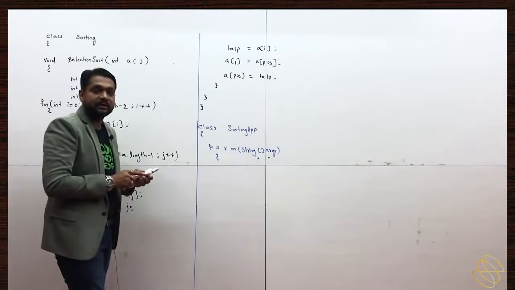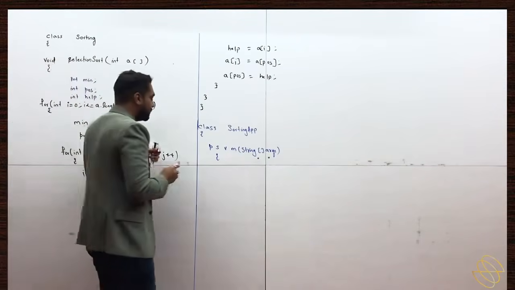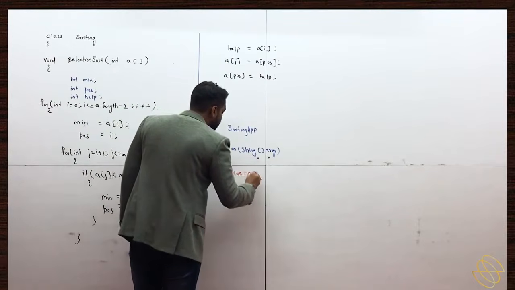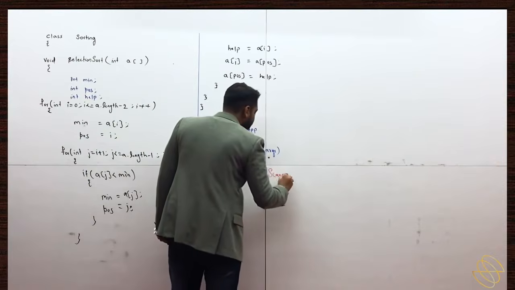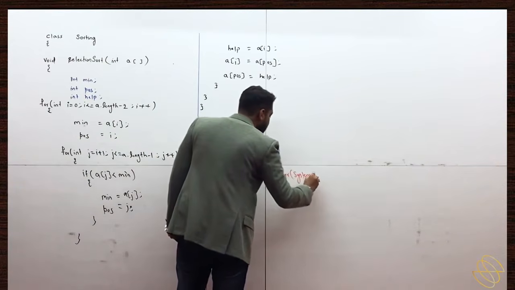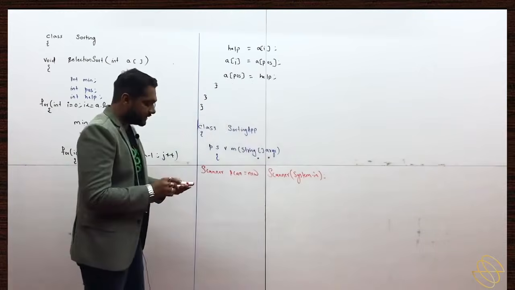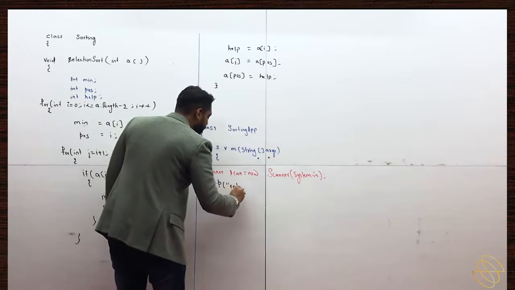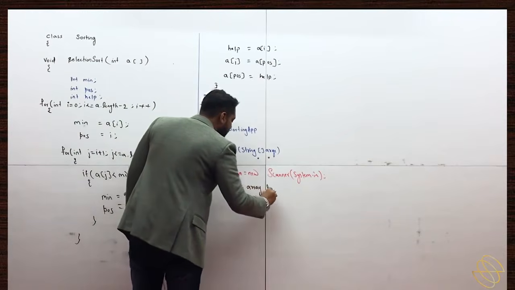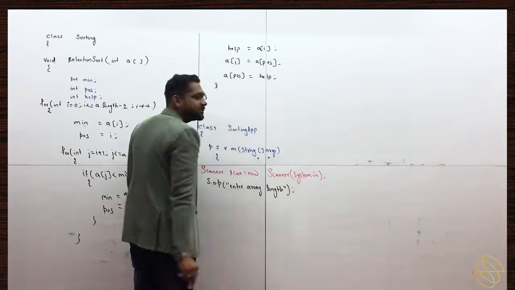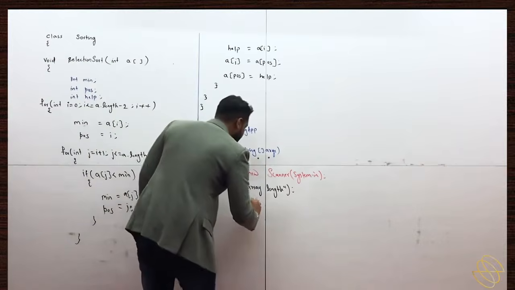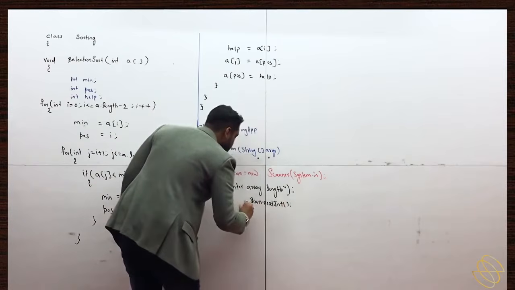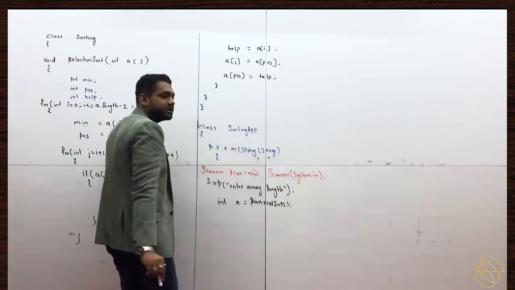Inside the main method, I would create the object of Scanner like this: Scanner scan equals new Scanner of System.in. Next, I would ask the user. I would tell System.out.println, enter array length. By seeing this message, the user will enter the array length. I would collect it by telling scan.nextInt, and I would store it in a variable called n, which is of type integer.